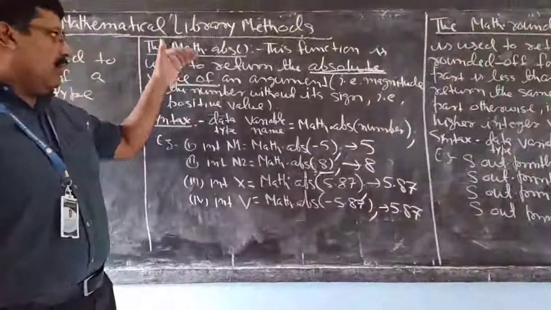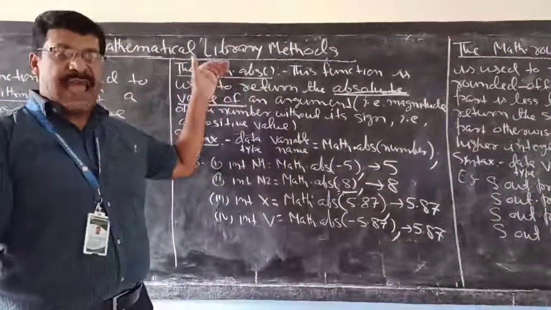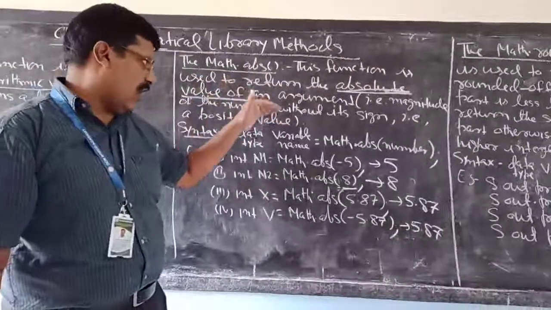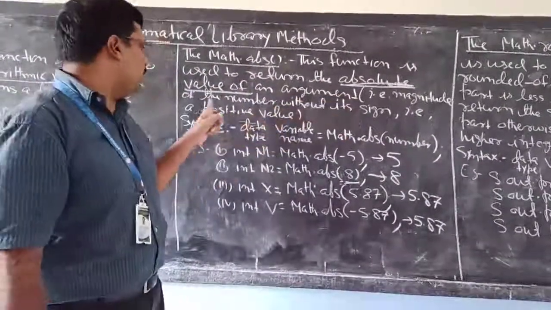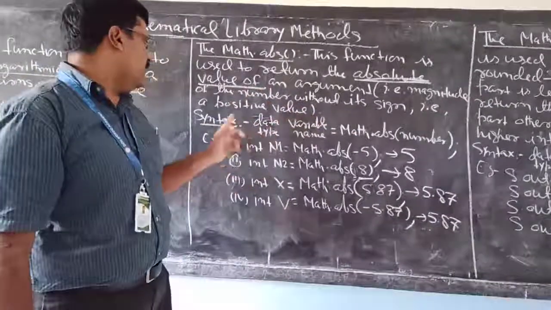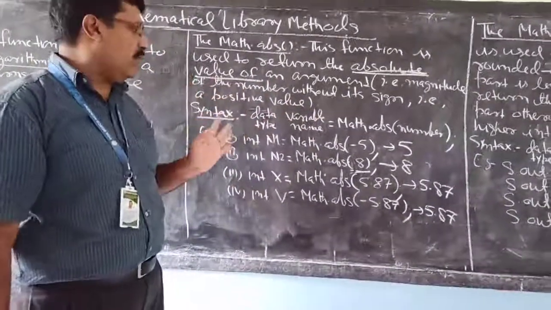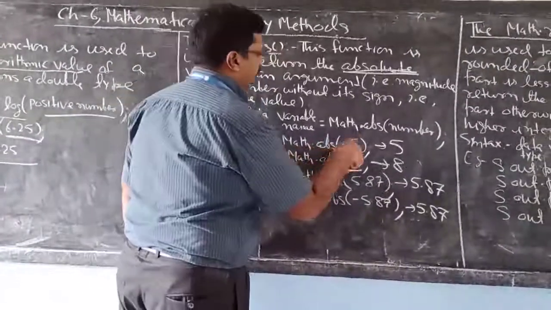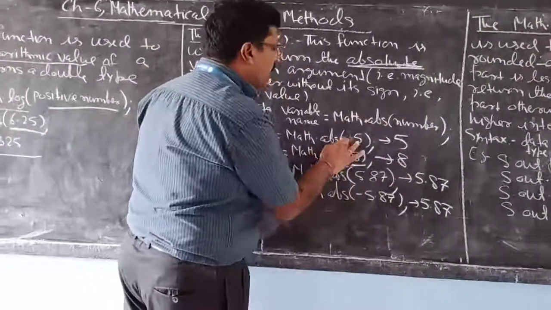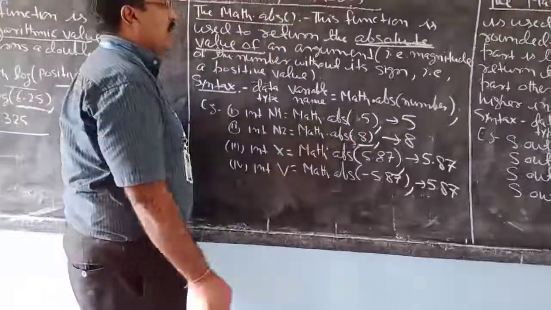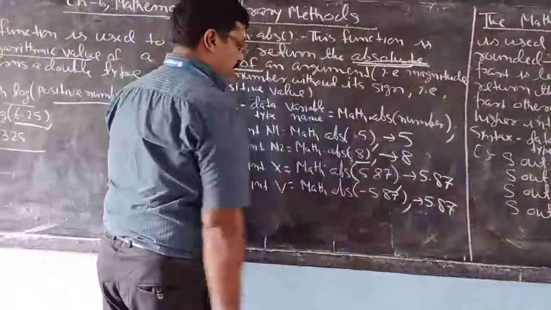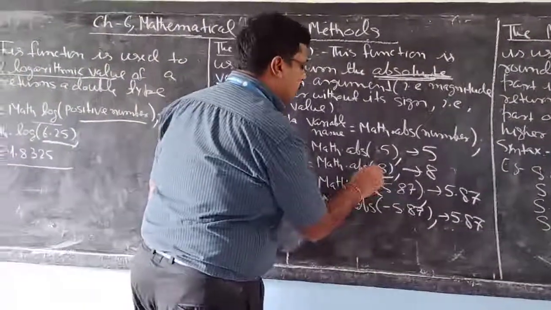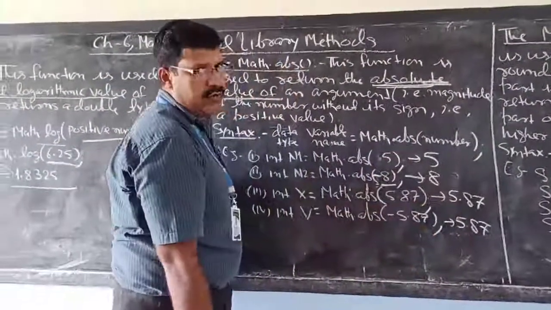So what does it do? Math.abs means absolute value. This function is used to return the absolute value of an argument, that is the magnitude of the number without its sign, that is a positive value. It always gives a positive value. So whether I write math.abs minus 5, output will be 5 only. If I write only 5, then also output will be 5 only. That is the absolute value of the number. The same case, math.abs 8, output will be 8 only. If it is minus 8 also, output will be 8 only.